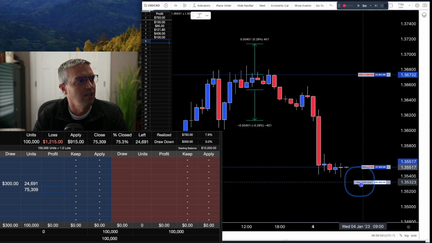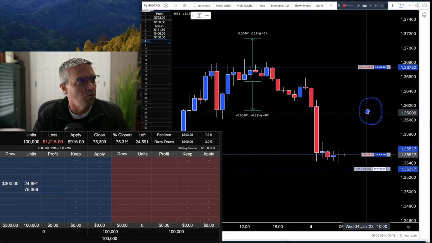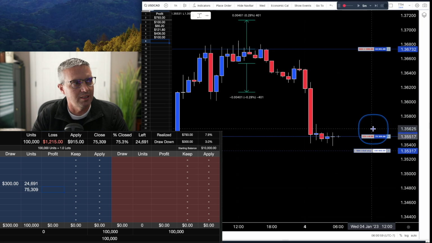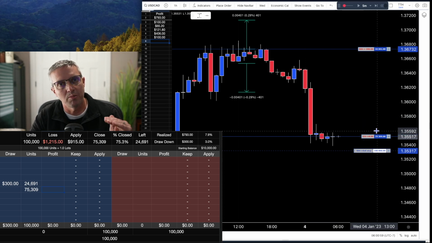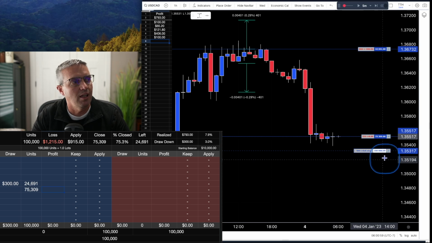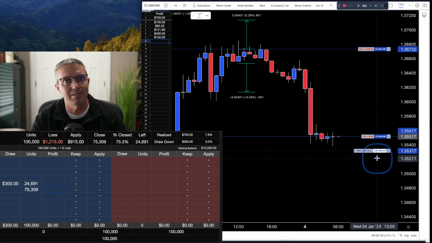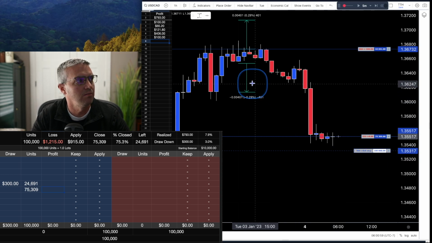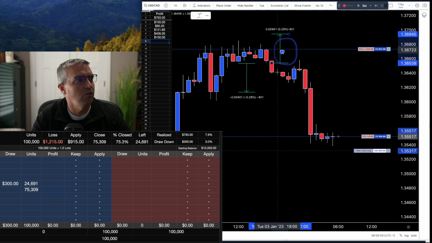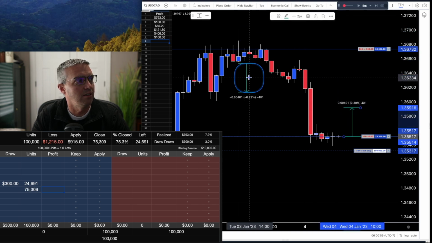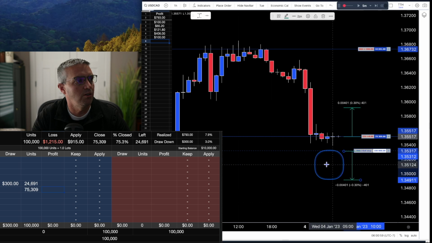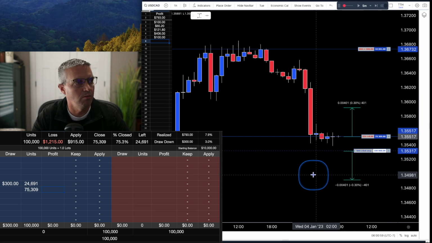Hit save. So now we have a 24,691 unit position that's long, a 75,309 unit position that's also long, and a backstop or a stop order to sell 100,000 units 20 pips away from the market. So the goal right here would be for the market to bounce up and not pick up our stop order. But if it does, then either way, we're looking for 40 pips in the money one way or the other.